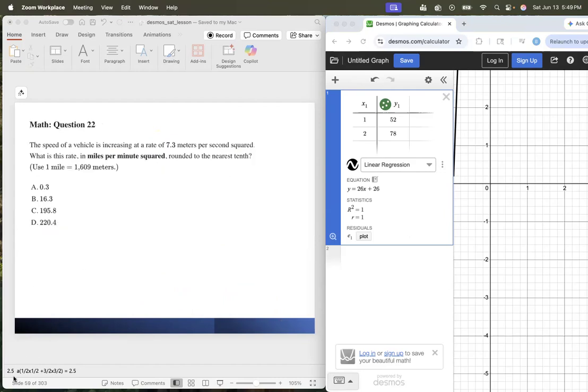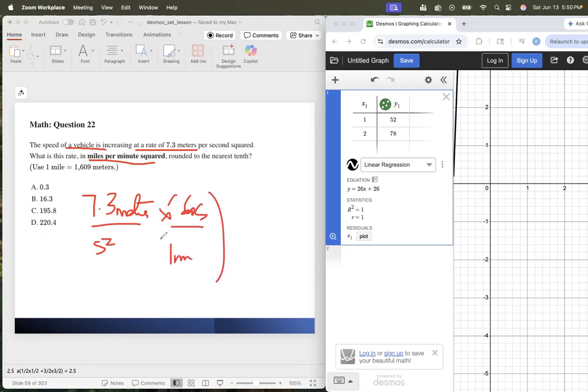And the last question is just a dimensional analysis, I usually call it. You just have to set it well. They gave you the speed of a vehicle is increasing at this rate. So the speed is 3 meters, right, per second. So the second square. What is the rate in mile per minute? So the seconds is 60 seconds over 1 minute. Then you got to square all this to get your second square.